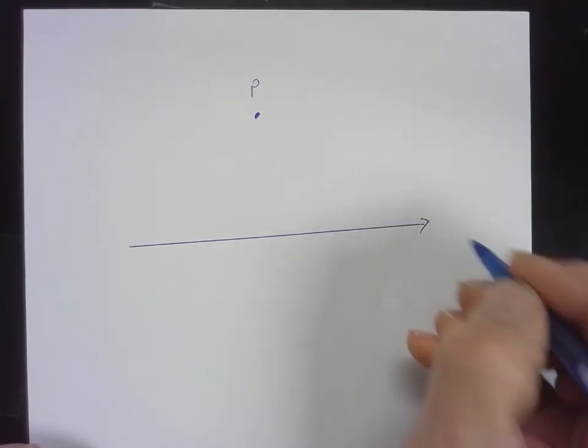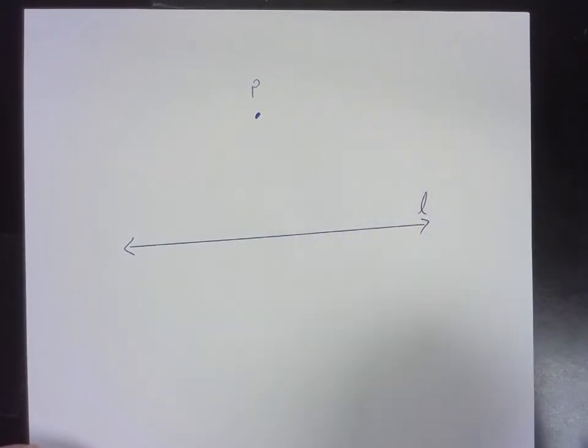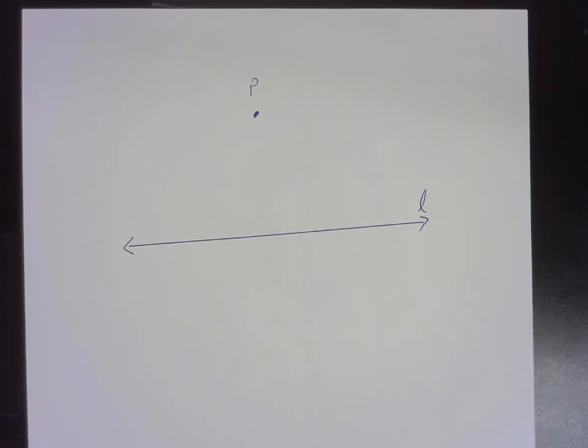Now let's make something clear here. We'll just call that line L. How many lines go through point P and are perpendicular to line L? One. Good. How many lines go through point P and are parallel to line L? Only one. Okay. So this time we're going to find the one that's parallel, and we're gonna actually construct it.